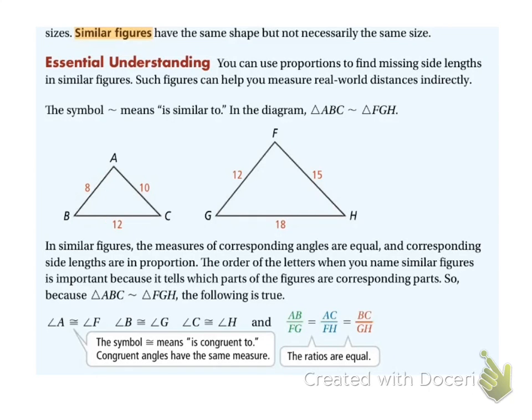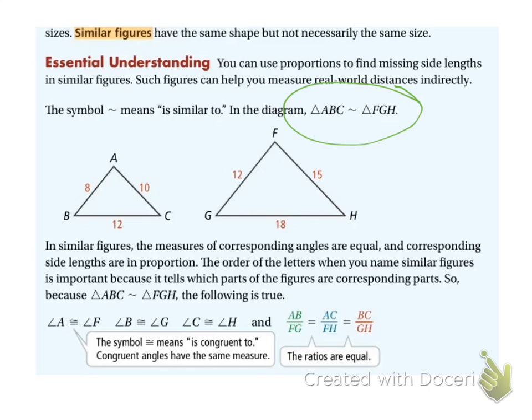Okay, this is 2.8 of algebra. Similar figures have the same shape, but not necessarily the same size. So here, these two triangles are similar. We use that squiggly symbol to say that they're similar. So over here we have that triangle ABC is similar to triangle FGH.